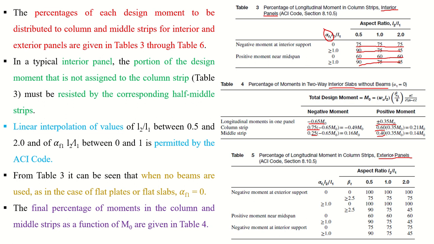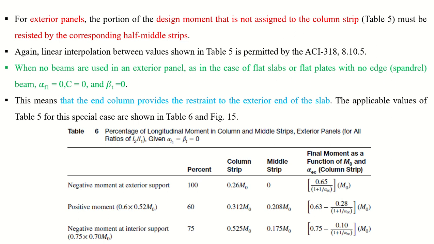Similarly, you can read out the external strips, for example the negative moment at the exterior support, at midspan, and at the first interior support. The different values, for example beta t, are also mentioned, and you can read them for different aspect ratios. And similarly Table 6 provides that, for example in the case of negative moment at the exterior support, 100% will be taken by the column strip and nothing by the middle strip. This is the case where both alpha f1 and beta t are equal to 0, which means that no beams are present at all.